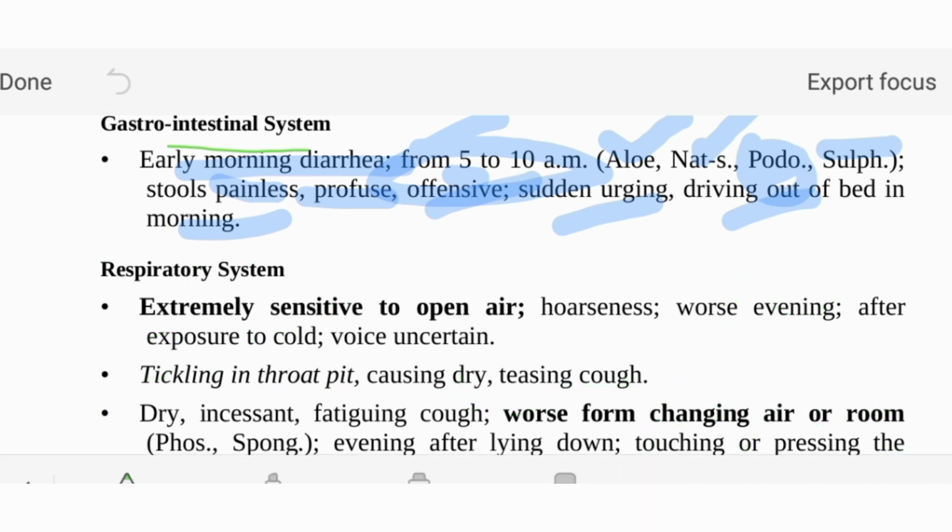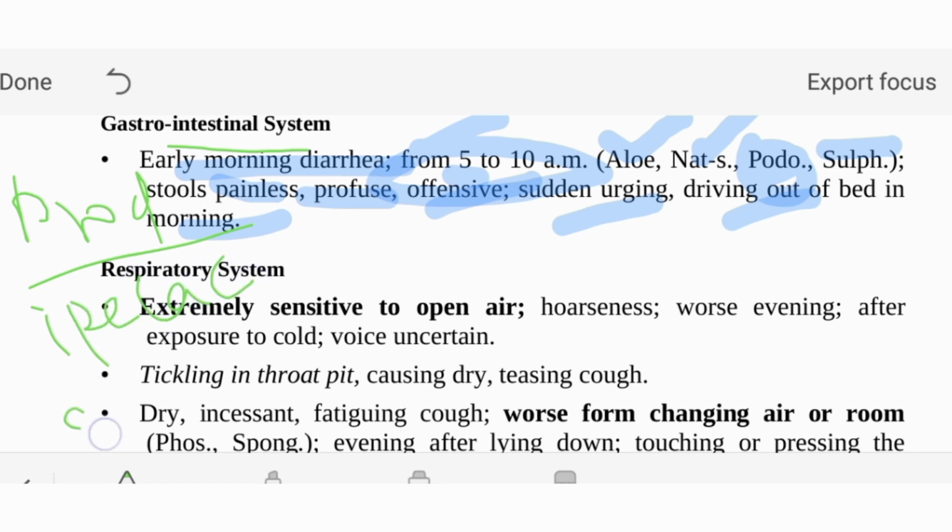If the examiner asks, okay, dry cough you tell, now you tell the productive cough. So productive cough, what are the drugs? Always there will be ipecac, there will be senega. So like that you can tell the productive cough. Kali bich is there. Okay, the cough is small and it comes, so in that way you can remember.